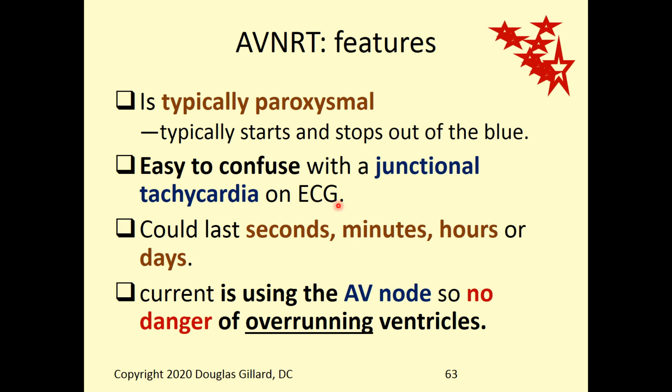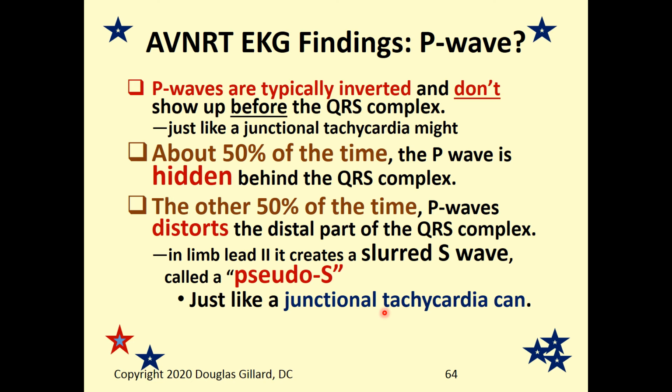Let's see. Yeah, it could go on for seconds and stop. It could go on for minutes. Could go on for days. You've got to get this one slowed down, though. You'll wreck your heart if you let your ventricles run that fast. Okay, the current is using the AV node. So if you do a tracing and don't see that wide tachycardia, it's safe for medical professionals to try vagal maneuvers. You've got a chance to stop it because the current is going through the AV node.